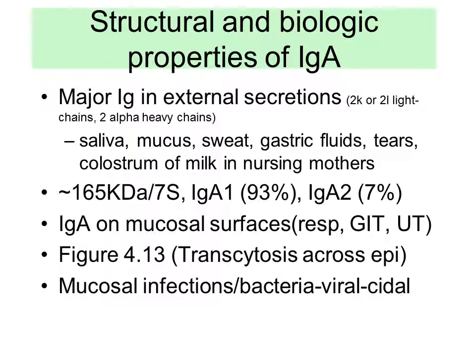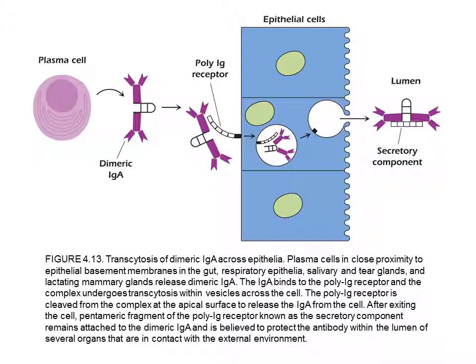IgA, again, pretty much the same structure. We talked about that they are in all the secretions, size, sedimentation coefficient. We have 2 different types of IgA, IgA1 and IgA2. But 93% of the time in all our secretions we have IgA, and they are present, as I said, on all our mucosal surfaces. And again, very important for protection against invading microorganisms.